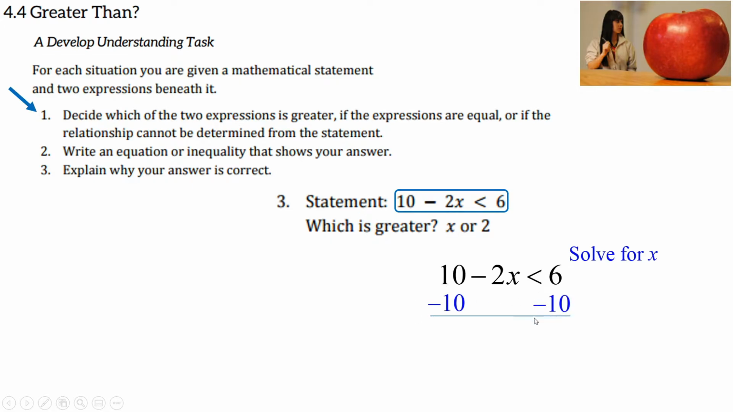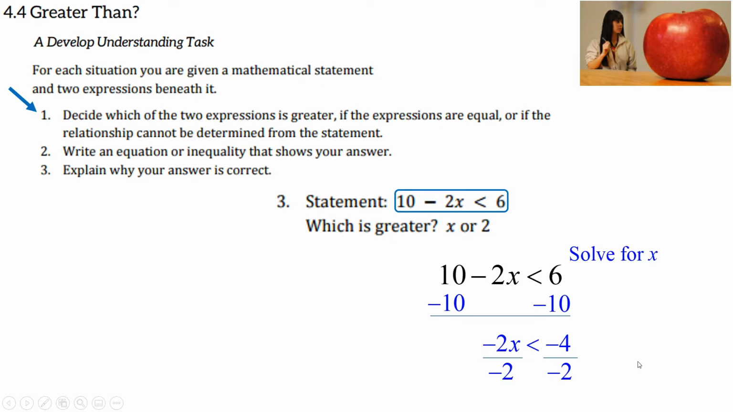Now we bring down the inequality, and 10 minus 10 is 0, and we're left with negative 2x is less than, and 6 minus 10 would be negative 4. And now, one more step. We need to undo multiplication by negative 2. What's the inverse of multiplication? Division. Let's divide both sides by negative 2.